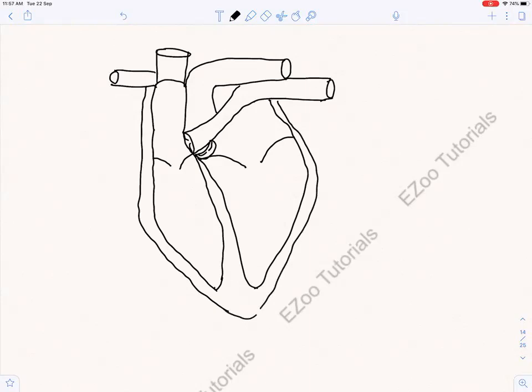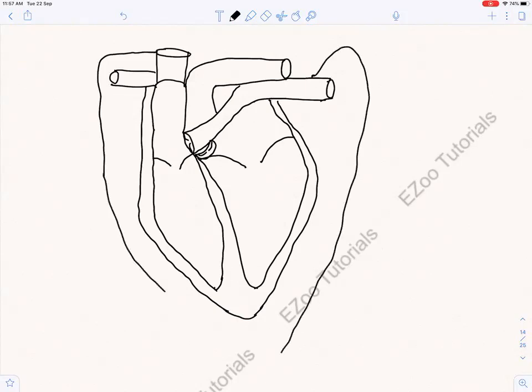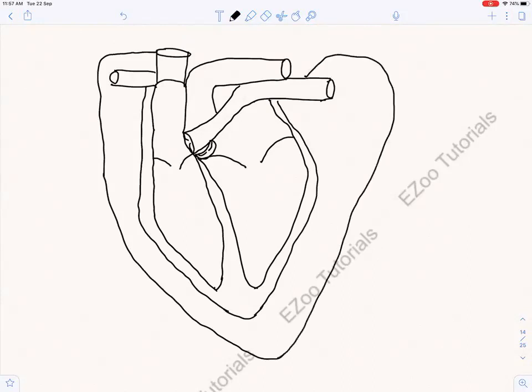I hope you are drawing with me. Since you're drawing, I'm not talking much, or else you will be very disturbed. So guys, please draw whatever I am drawing. You should draw this side a little thicker. So this is basically our structure of the heart.